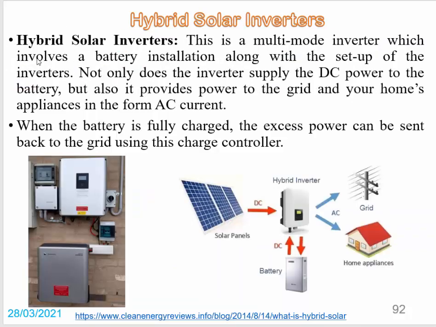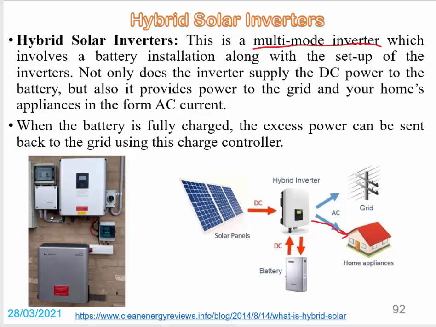The third type is the hybrid solar inverter. We can see this type is a multi-mode inverter. So what is the meaning of multi-mode inverter? This inverter, the hybrid inverter, does 3 jobs. The first one is to take the DC current from the panels and store this electricity in the battery bank. At the same time, it converts the DC current from the panel or from the batteries into AC current to supply our houses.